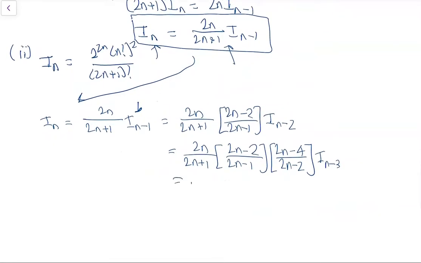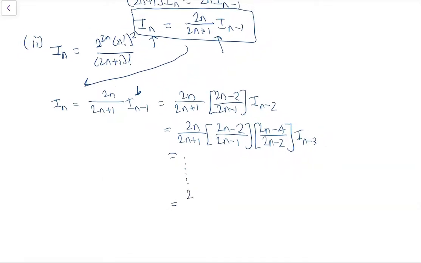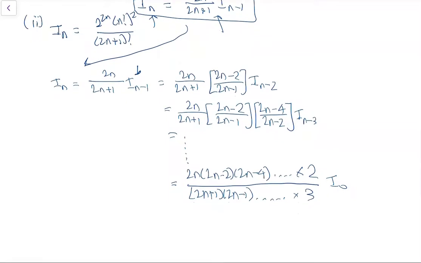And in fact, this process continues until you have 2n minus 2, 2n minus 4, ... times 2, divided by 2n plus 1, 2n minus 1, ... times 3 times I0. And just for completeness, I'll also put a times 1 here. It doesn't change the answer, but we'll just add a times 1 here. So you can see this is a product of all the even numbers from 2n down to 2, and this is a product of all the odd numbers from 2n plus 1 down to 1.